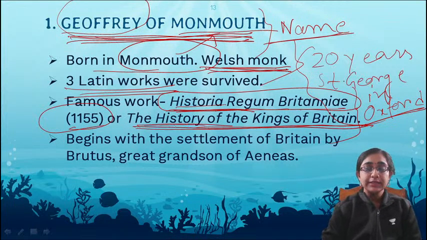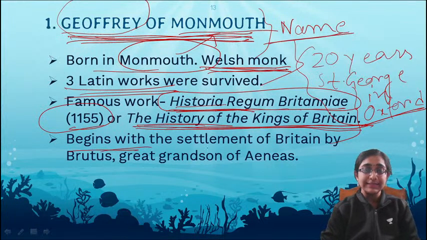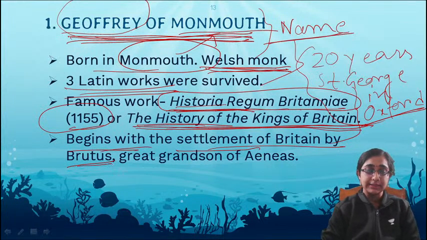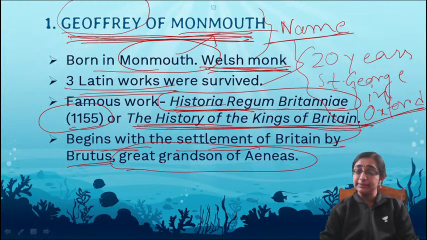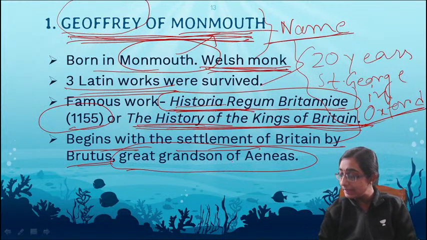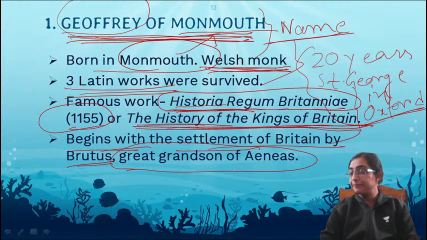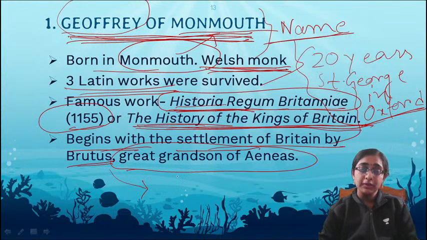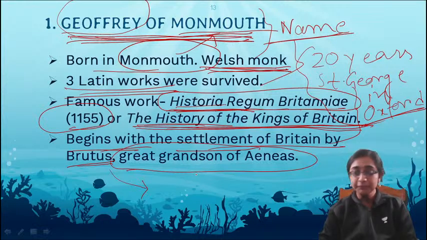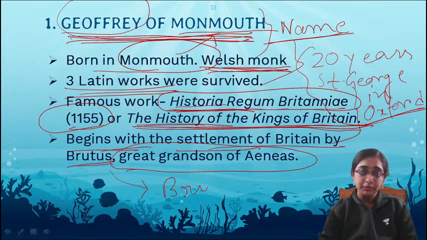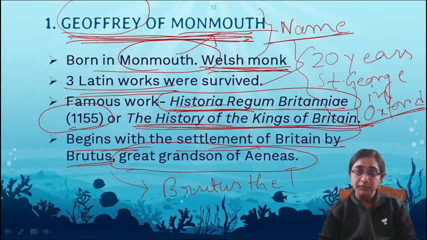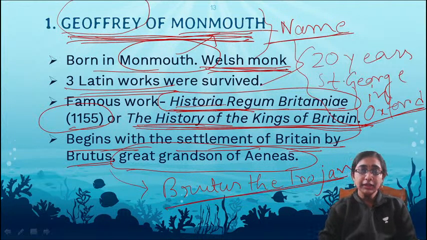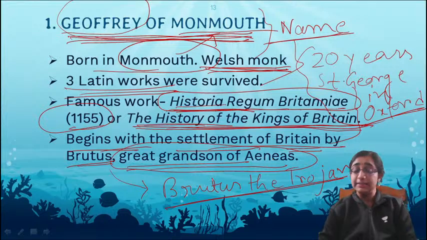So the History of the Kings of Britain begins with the settlement of Britain by Brutus, the great grandson of Aeneas. You have all heard the name of Virgil's Aeneid. So it was believed that the settlement in Britain began with the hand of Brutus, the Trojan hero. Brutus the Trojan, actually. From his name, the name Britain came.